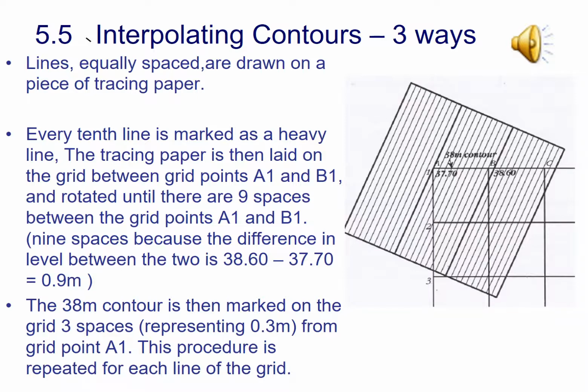Now you will get some practice in doing this, but as I said, go back and instinctively think, I know roughly where this contour should go. It should be approximately a third of the way along that line, because I have a total elevation change of 900 mil, and I need an elevation change of 300 mil, or 0.3 meters, to get from 67.7 to 68. So it's effectively 0.3 over 0.9, or a third the length of the line.